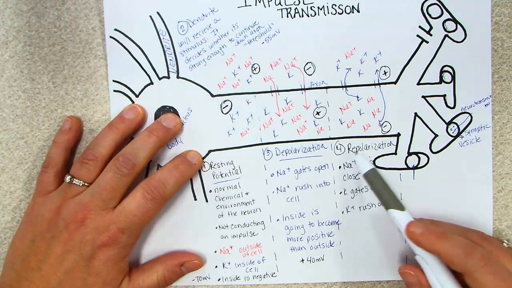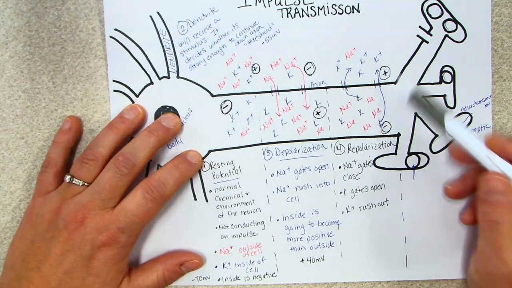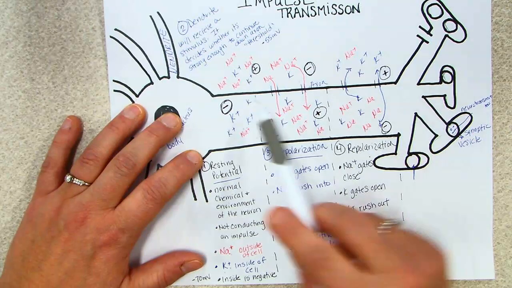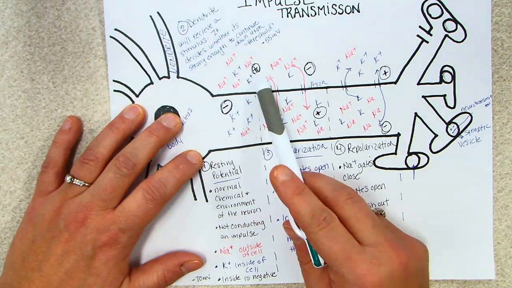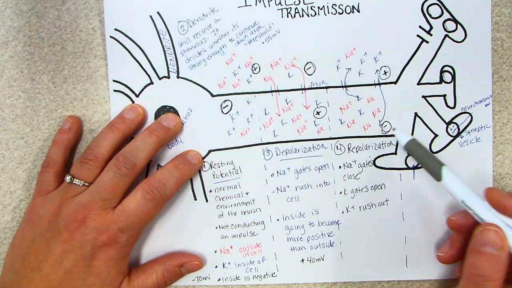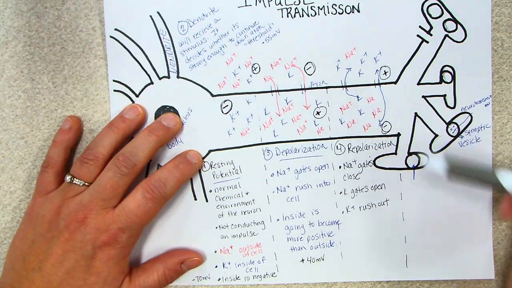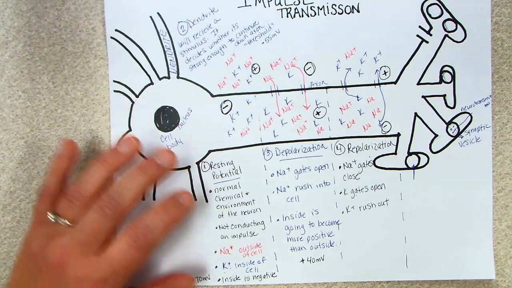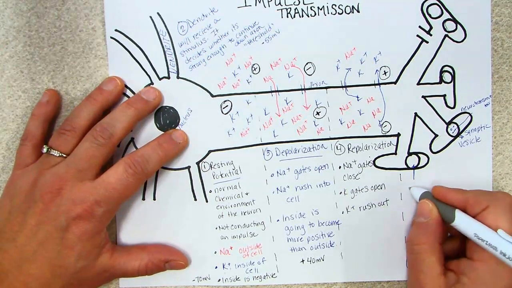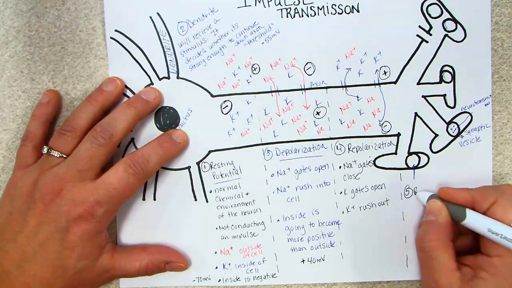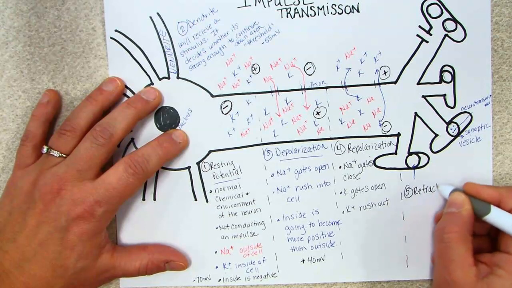So now we have our charge distribution that's back to normal, right? Because this is our resting potential. So it's positive on the outside, but it's negative on the inside. But we have not put the chemicals back in order. And so this last stage is called the refractory period.